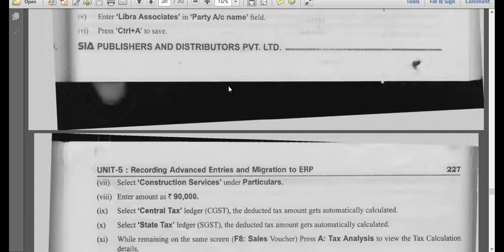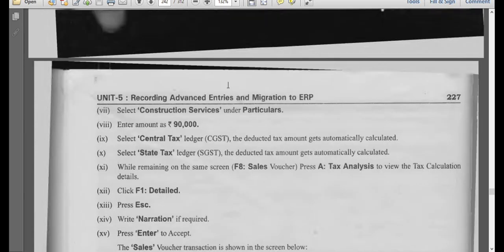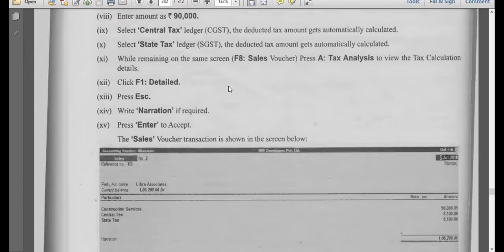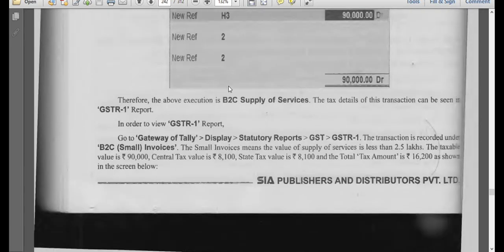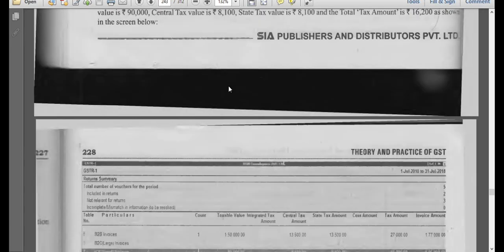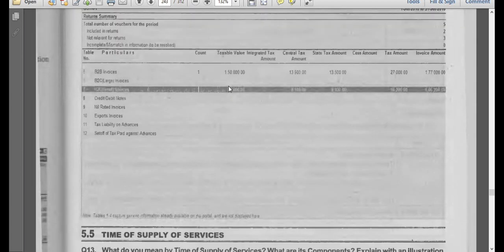Till now whatever we have seen comes under business to business. One business entity is purchasing or selling goods to another business entity, but now we are dealing directly with the consumers or customers. So how to enter these kinds of transactions, we'll discuss in the next class. Okay.